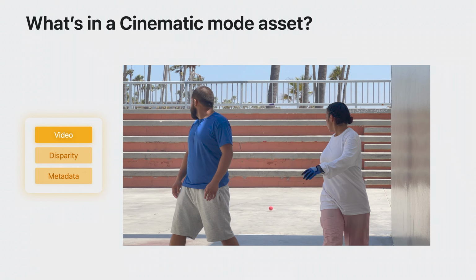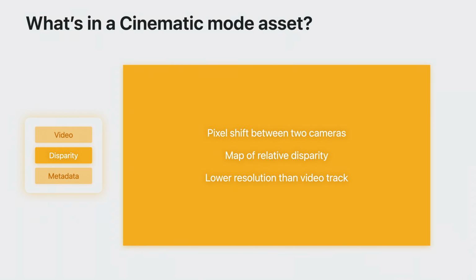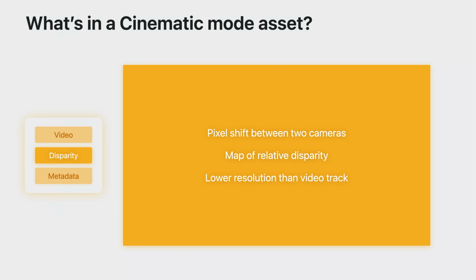The second track contains disparity, which is the pixel shift seen from two cameras looking at the same scene. Close objects are more shifted than objects further away. You can test this yourself by closing one eye and then the other and seeing how objects shift at different distances. Disparity is used for focus and rendering the shallow depth of field. The disparity map is at a lower resolution than the video track.